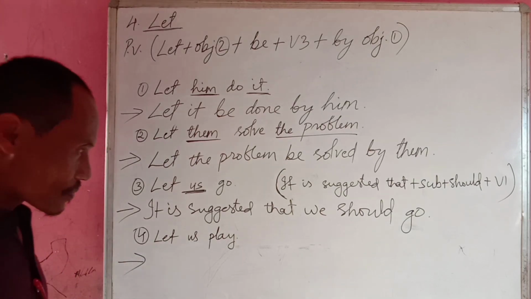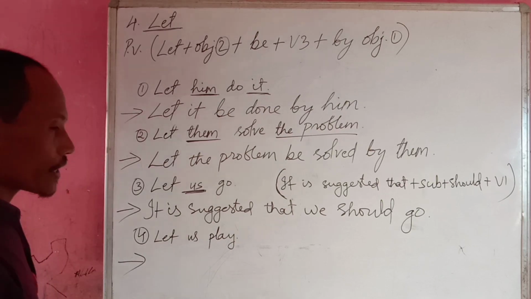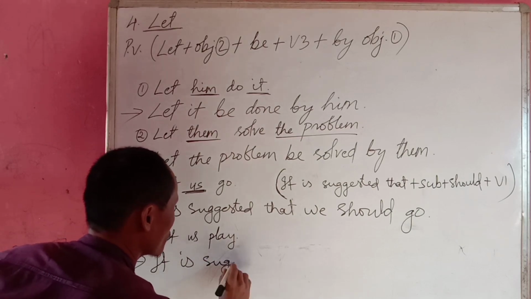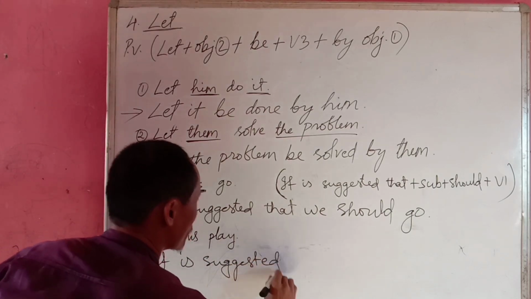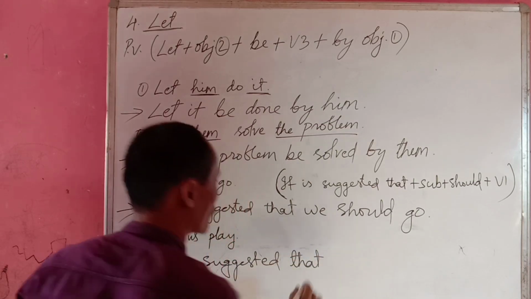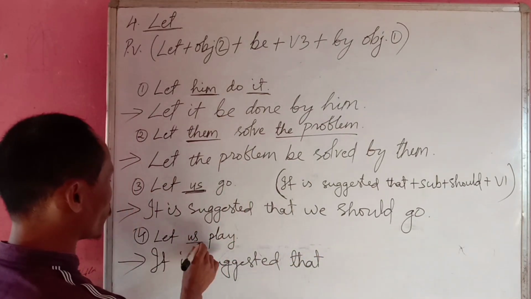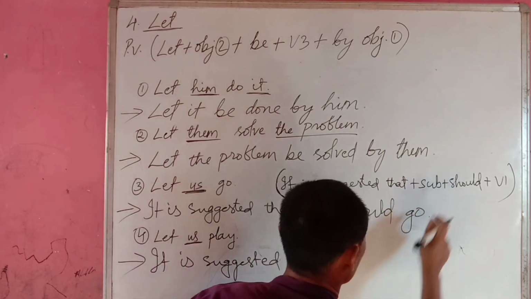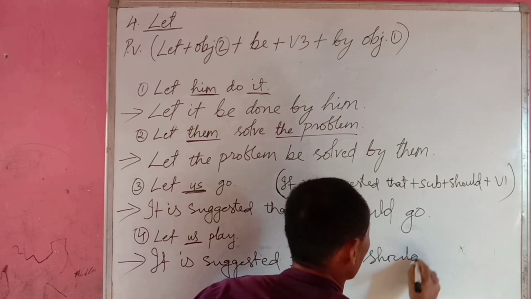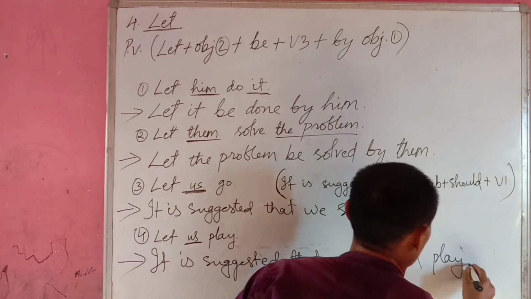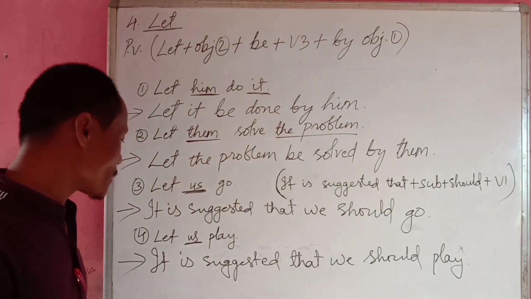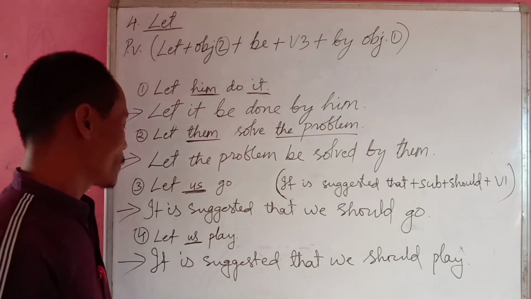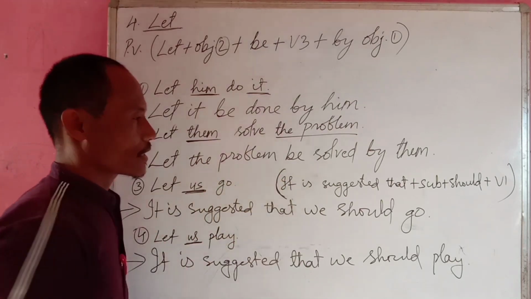The last one also, we can change like this. It is suggested that, this pronoun us will change into subject, nominative case. We, and we will use the should. We should play. In this way, we can change into passive voice if there is no second object. That means the actual object is not there. So in this type of case, we have to apply this formula.